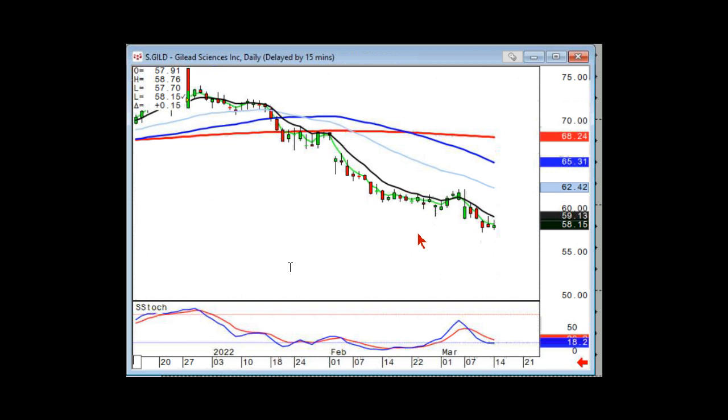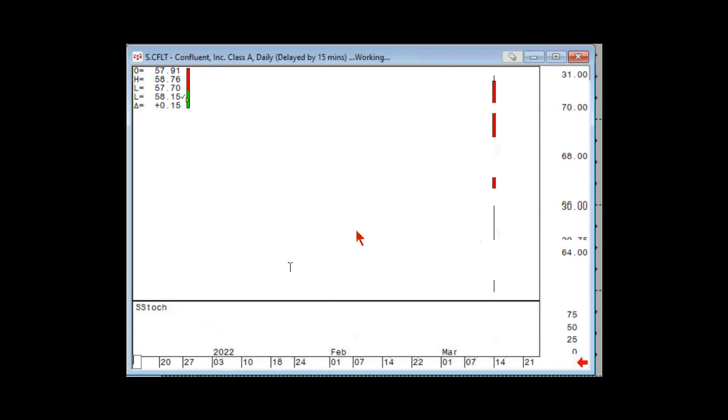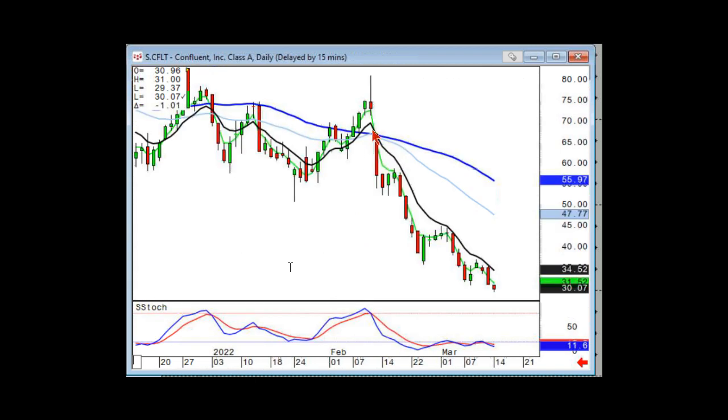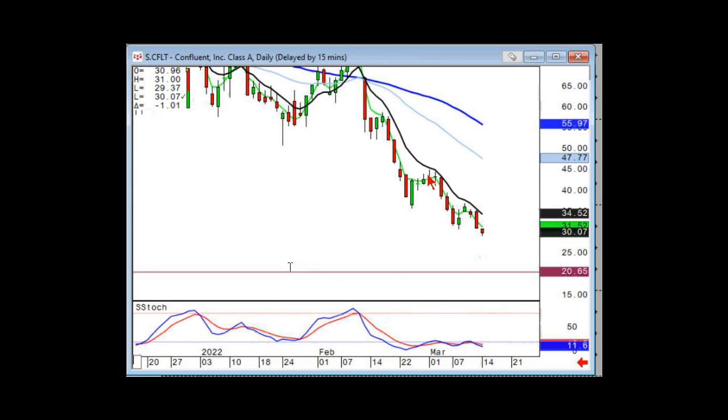So Guild, wave 1, wave 2, wave 3. What's the overall projection on this chart? Obviously down. CFLT. There's your bearish best friend. There's your wave 1, wave 2, wave 1, wave 2, wave 3, wave 1, wave 2. Downward trajectory still in progress.